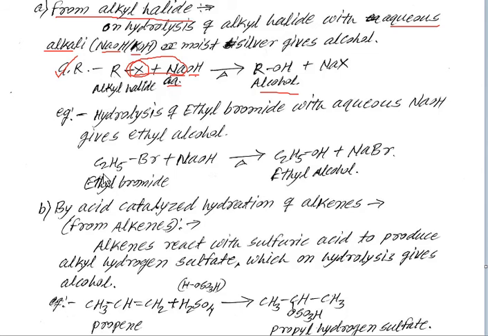For example, hydrolysis of ethyl bromide with aqueous NaOH gives ethyl alcohol. See here, that is ethyl bromide. When ethyl bromide reacts with aqueous NaOH on heating, we get ethyl alcohol. By combining these two atoms, we get sodium bromide as a byproduct, and the remaining OH is bonded to that carbon atom, and we get ethyl alcohol, that is C2H5OH.